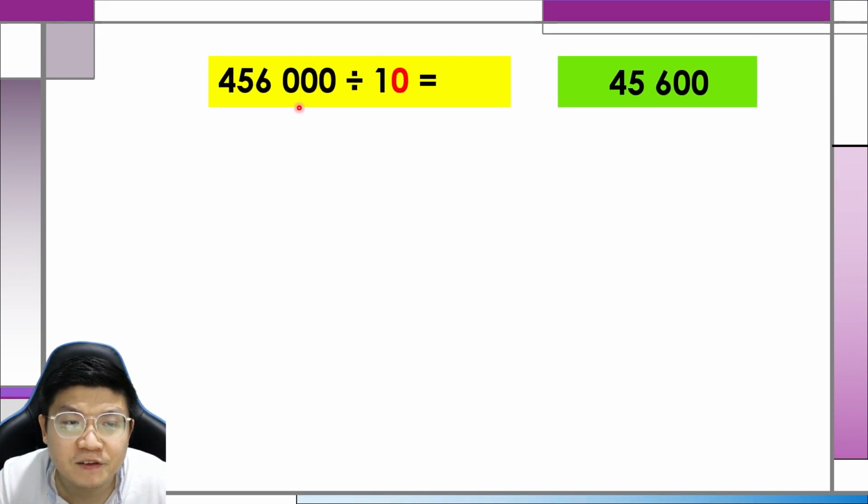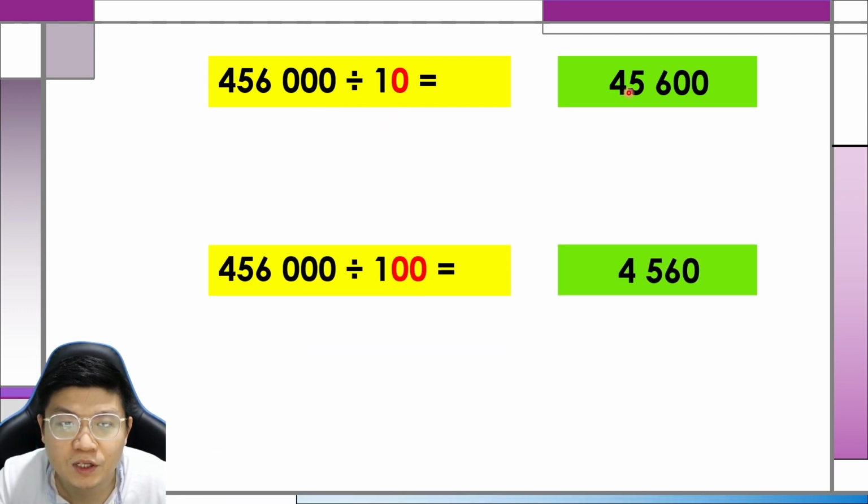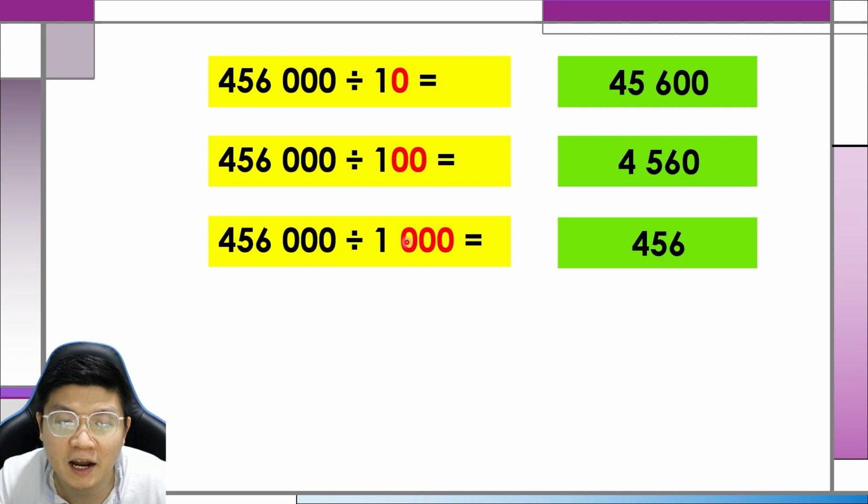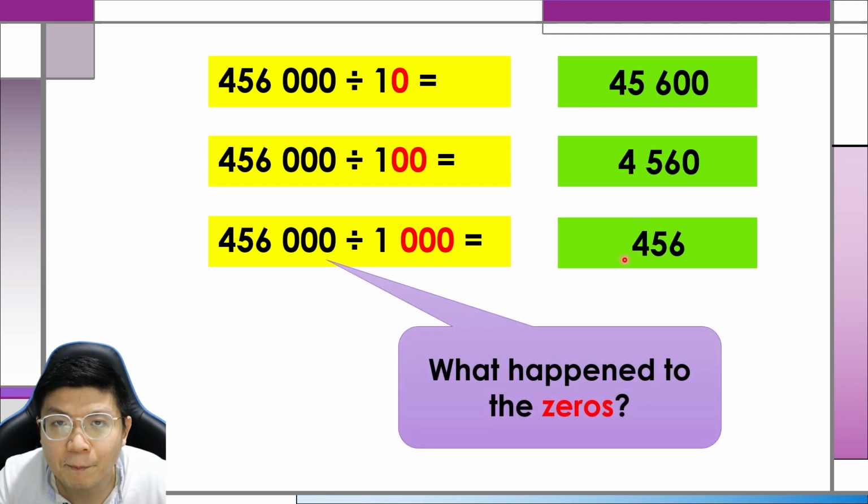Right. 456,000 divided by 10, I get 45,600. Now, the same number divided by 100, I get 4,560. Now, the same number again, I divide by 1,000 and I get 456. So what happens to the zeros here? Now, you look carefully.